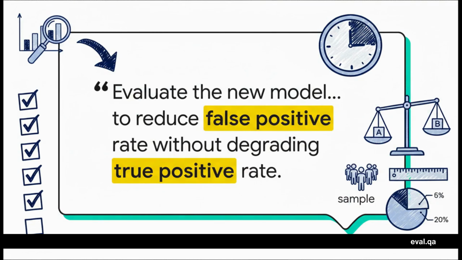And check this out. This is a perfect example of what a great objective looks like in the wild. It's not some vague goal. It says exactly what to evaluate: reduce false positive rate without degrading true positive rate. It's specific, it's measurable, and it has a clear definition of success. This is the kind of clarity you should be aiming for.